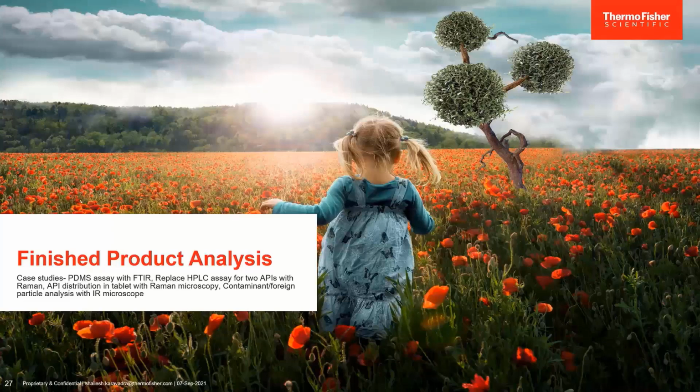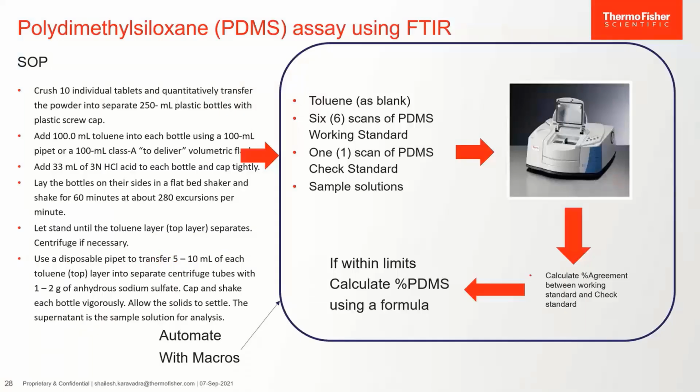Now moving on to finished product analysis, where we are going to see some examples of a PDMS assay with FTIR, replacing primary techniques like HPLC with Raman, and also look at examples of contamination or foreign particle analysis and distribution of a drug in a tablet with Raman microscopy.